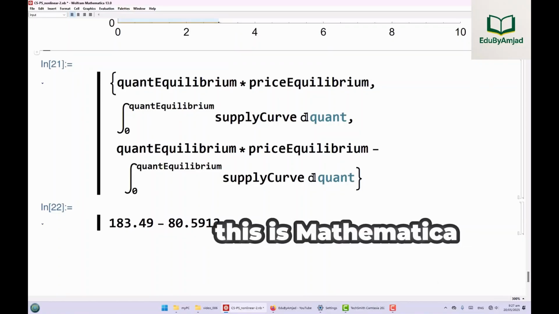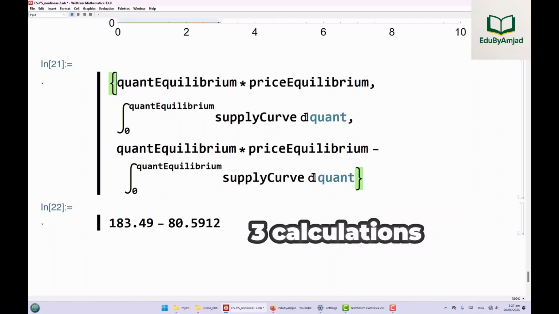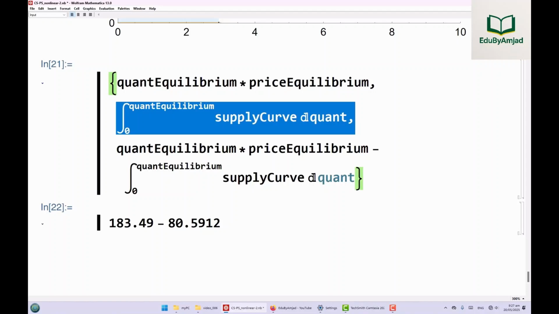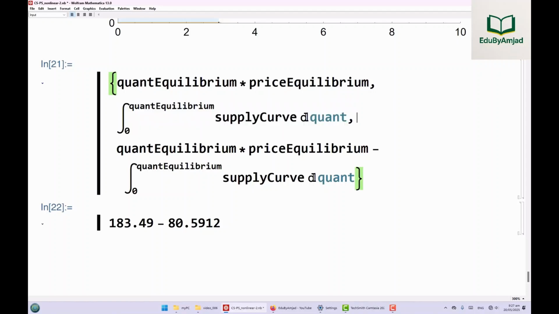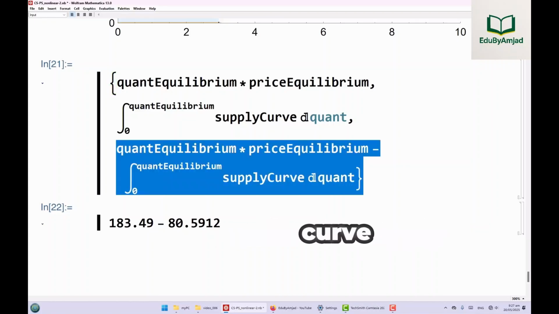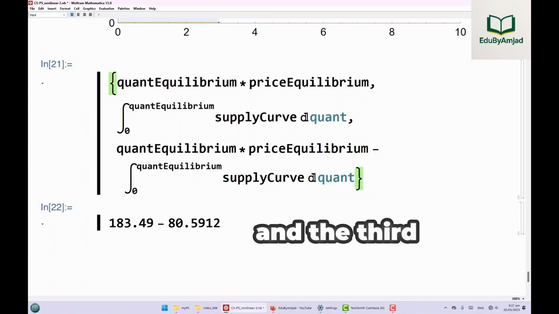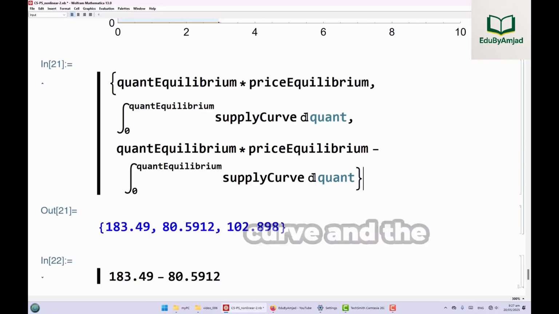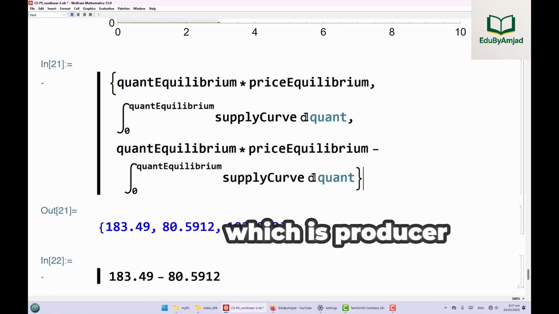This is a Mathematica list showing us 3 calculations. The first element is the area of the expenditure rectangle. The second element is the integration part, which is the area under the supply curve. And the third element is the difference between the two, giving us the area between the supply curve and the price line, which is producer surplus.